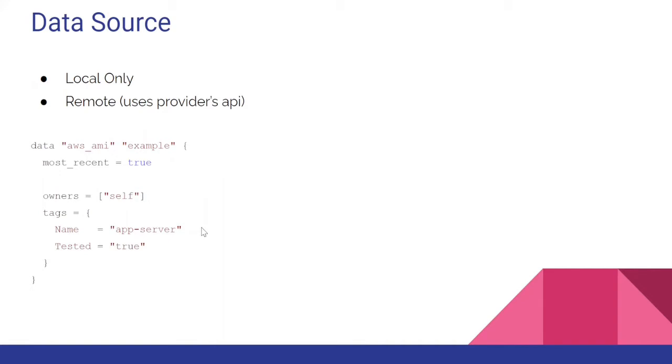How can we access this data block? It is very similar to other blocks, like variable and output. We have to call data dot the name of the API. For example, in this case, data.aws_ami.example. As said, it is read only. It is for informational purposes, to pass these retrieved values to a certain resource block.